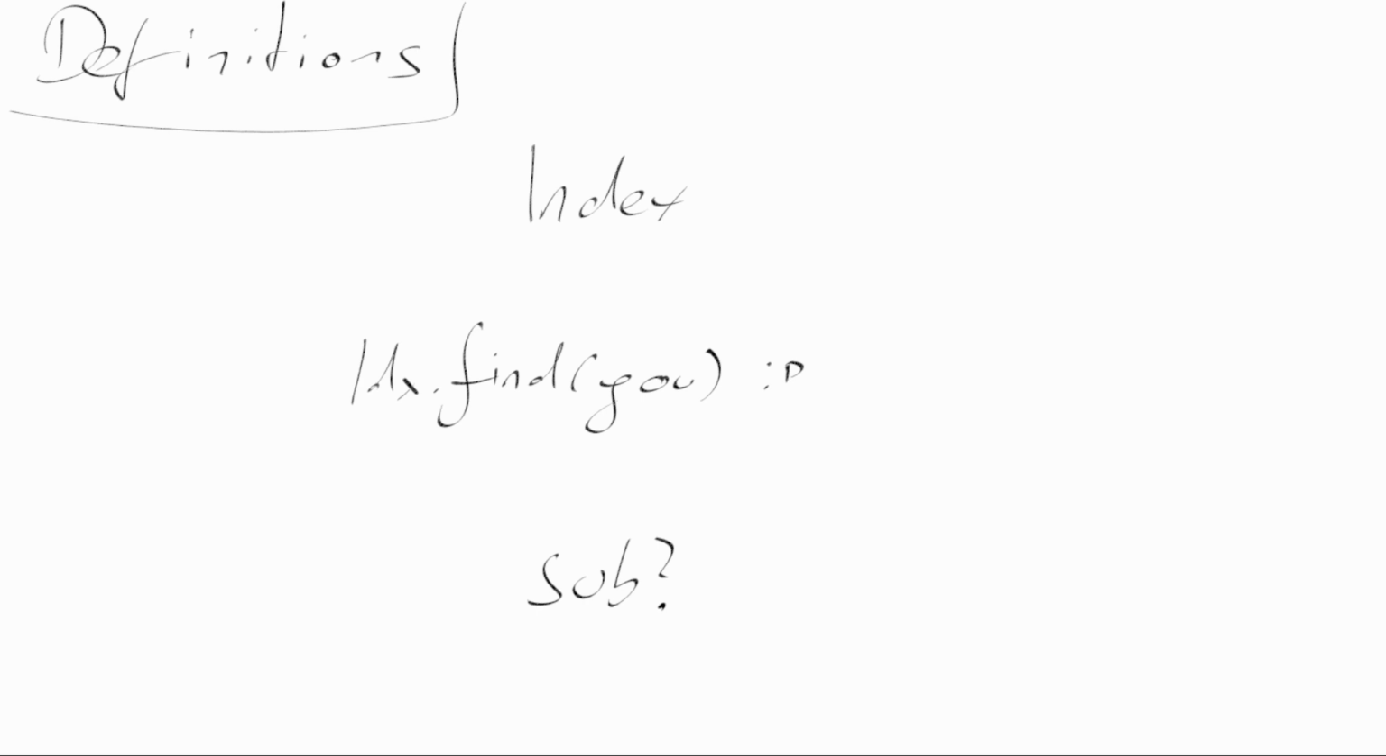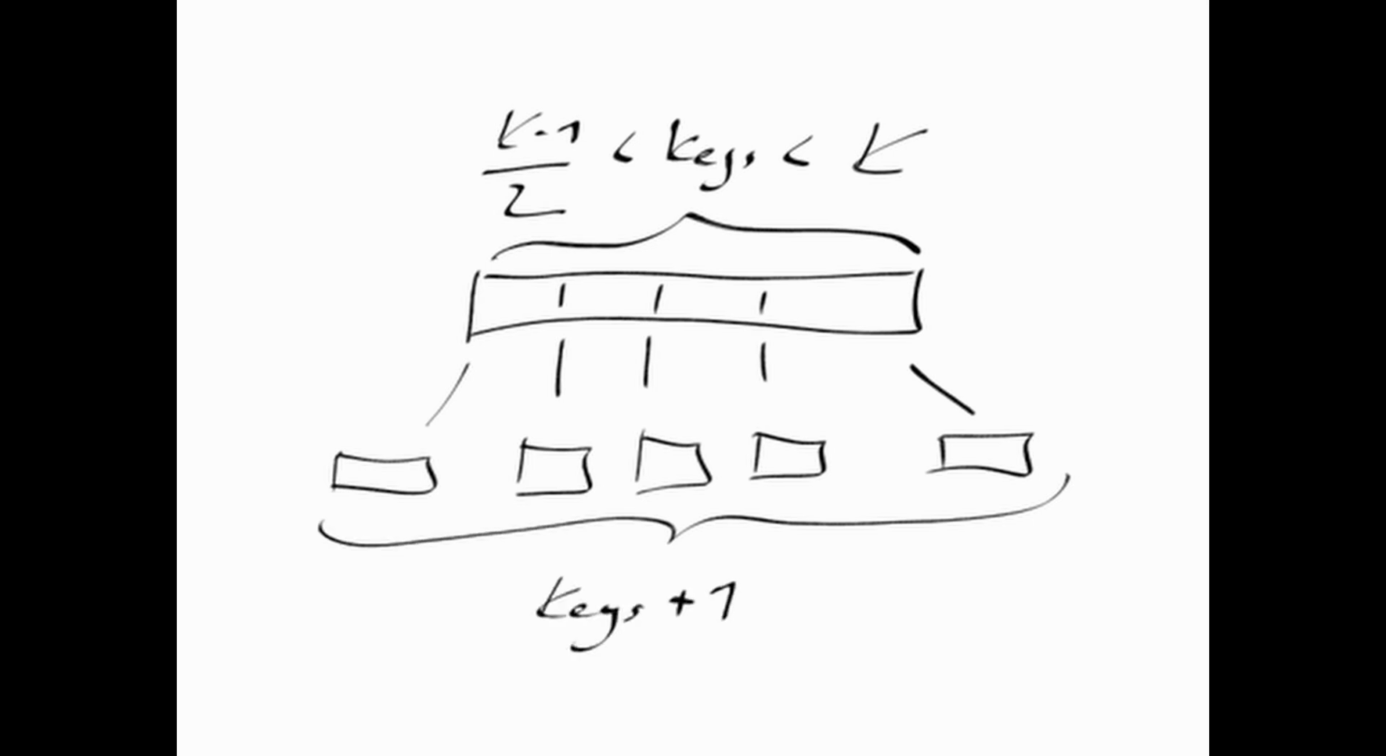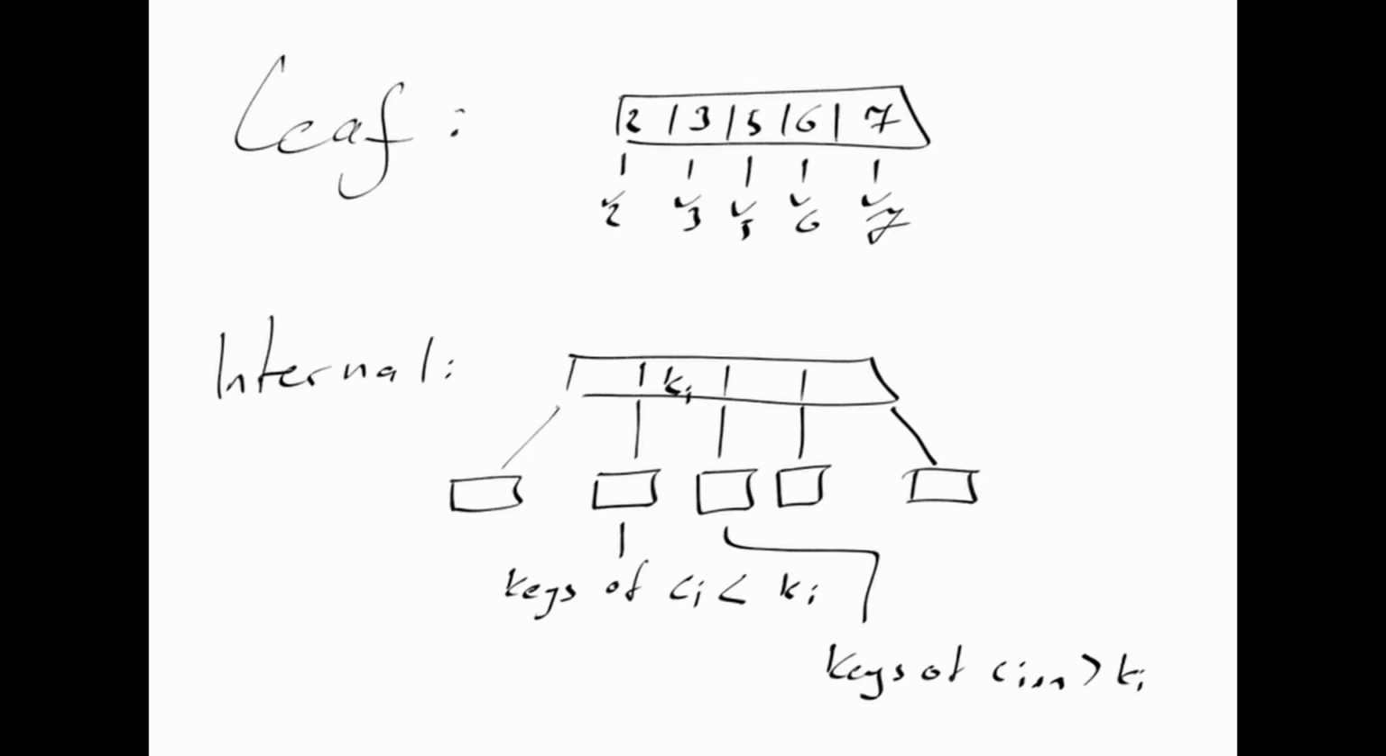A B tree of max degree k is a balanced search tree where each node can hold up to k-1 keys, but has to stay at least half full, and each internal node has one more child than keys. The structure of a B tree is the following.